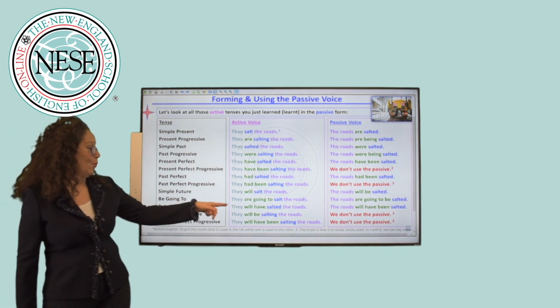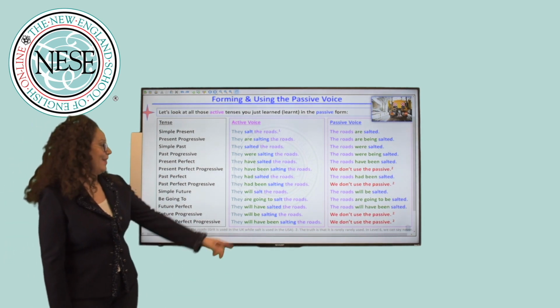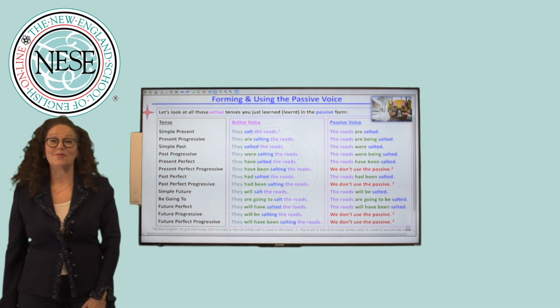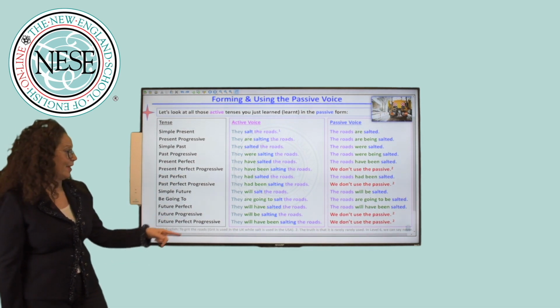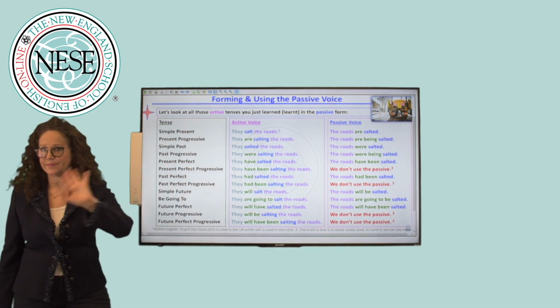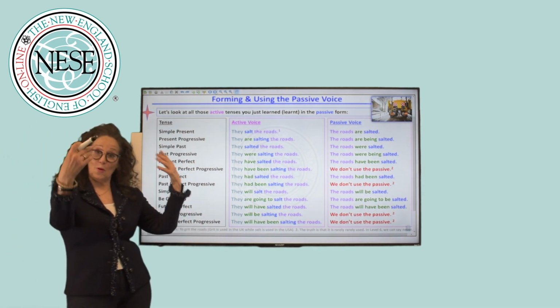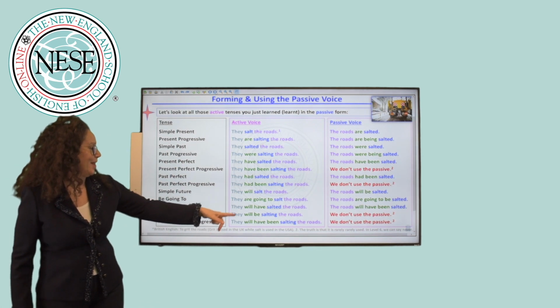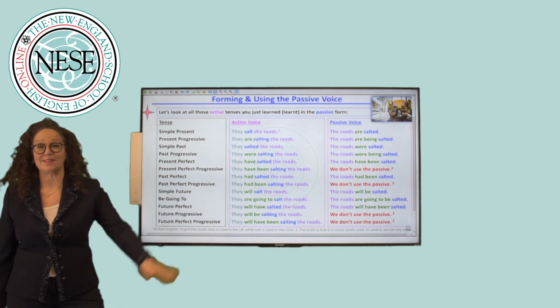Future perfect. They will have salted the roads. You know your future perfect now. The roads will have been salted. Future progressive. They will be salting the roads. Nothing more. Future perfect progressive, which you also know. They will have been salting the roads and nothing else.